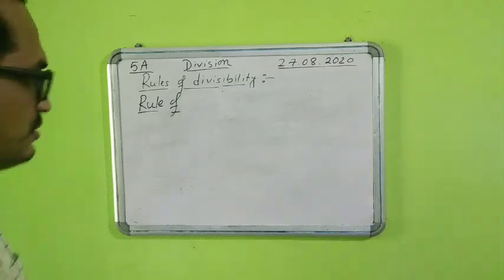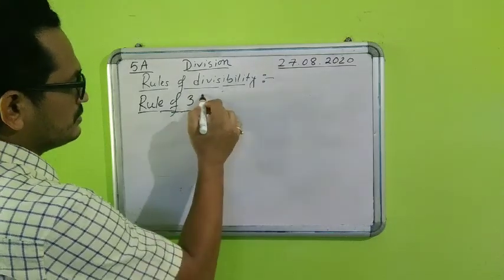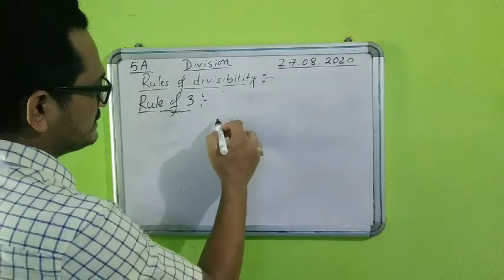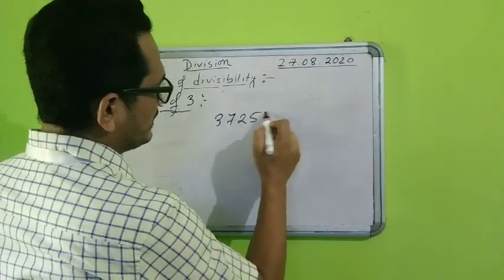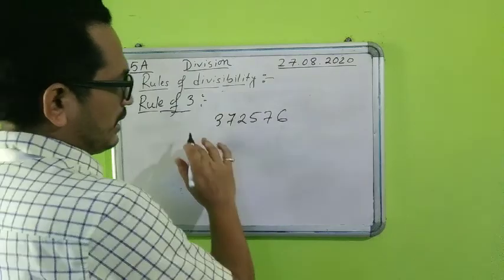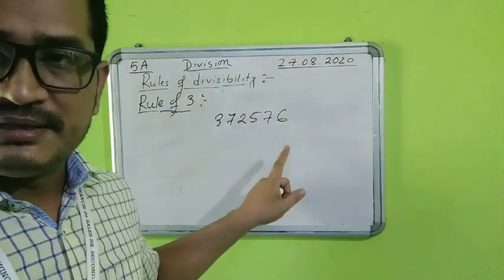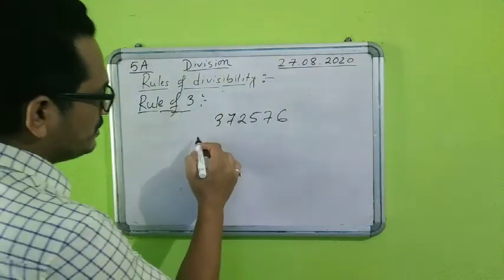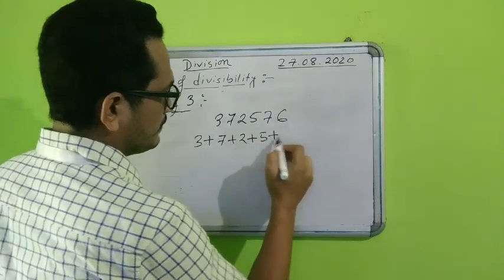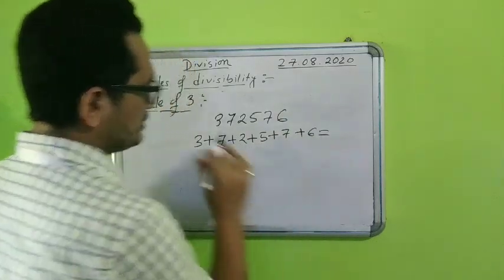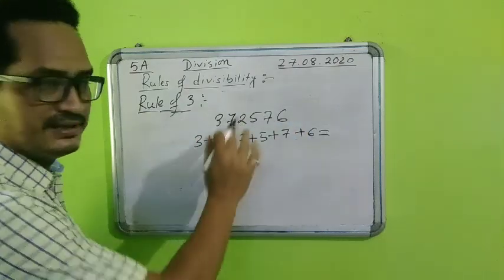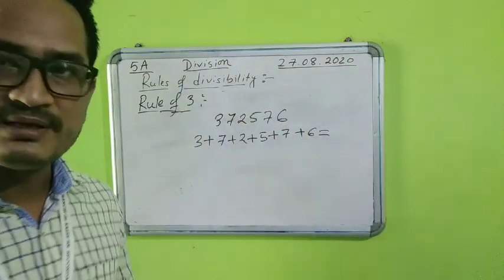The rule of 3 is also very simple. Suppose I have a number, say I am writing 3, 7, 2, 5, 7, 6. Suppose I am taking a 6 digit number. If I need to check whether this number is divisible by 3 or not, what you need to do is add all the digits. So 3, 7, 2, 5, 7, 6. We are adding all the digits, and let us see what sum will come.